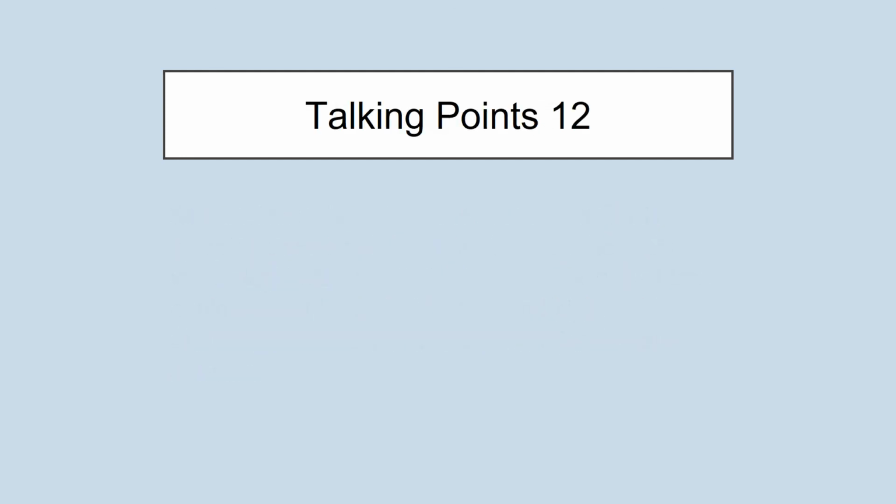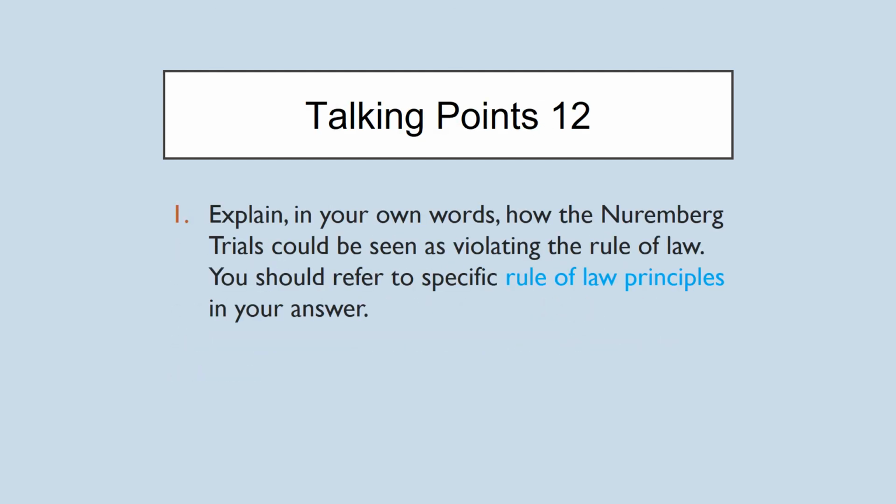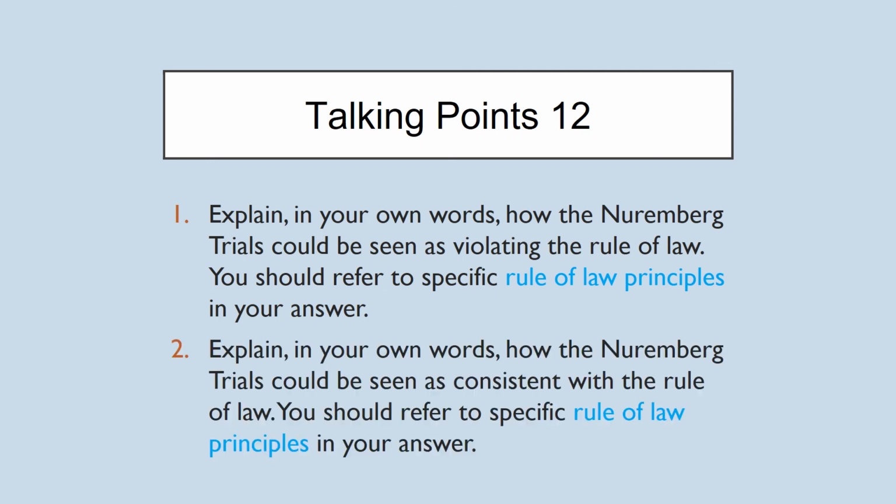And the talking points this week. First, explain in your own words how the Nuremberg trials could be seen as violating the rule of law. Refer to specific rule of law principles in your answers. It's important here that you use your own words so I can see that you are thinking through these questions. And second, explain in your own words how the Nuremberg trials could be seen as consistent with the rule of law. You should refer to specific rule of law principles in your answers.